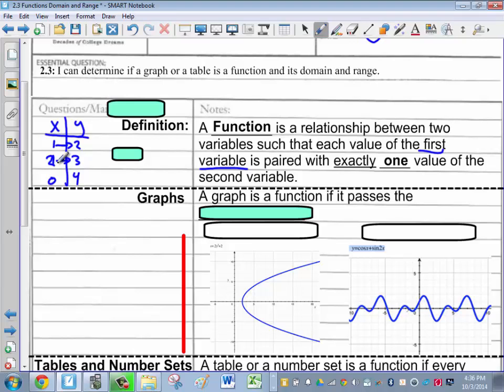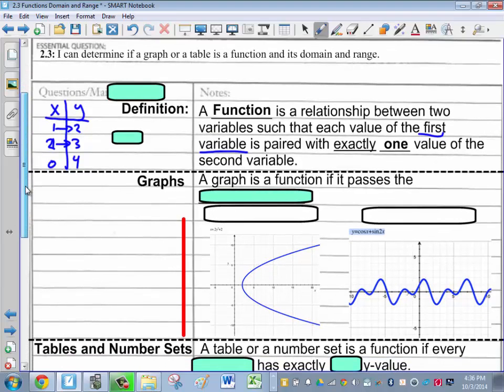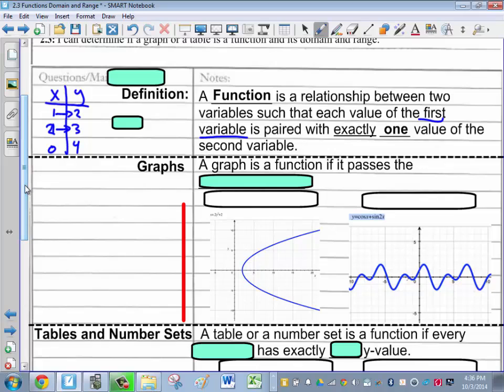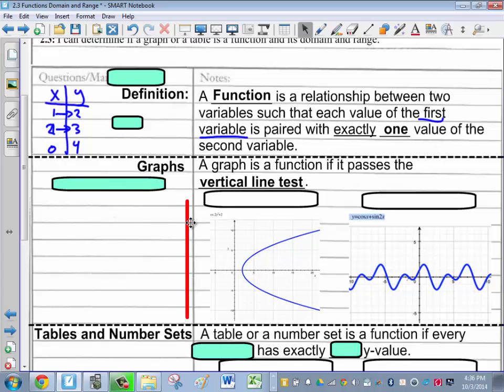And so to do this graphically, when we want to figure out if a graph is a function, we have this special little thing. A graph is a function if it passes a certain rule, and what I call that rule is the vertical line test. I usually use my pencil for the vertical line test, but in this situation I got this nice red line, and we're going to take a look at both of these functions right here and see, hey, are they functions or not?